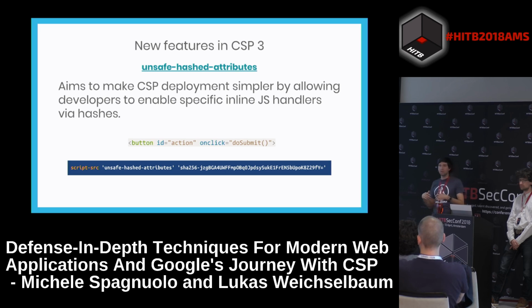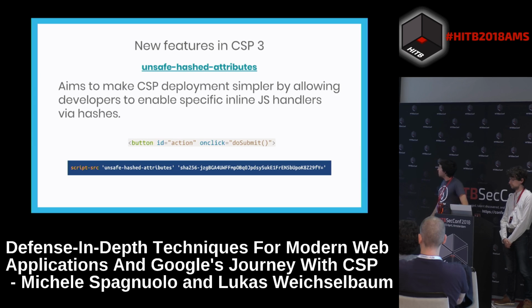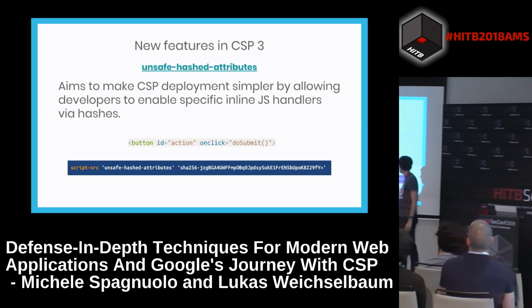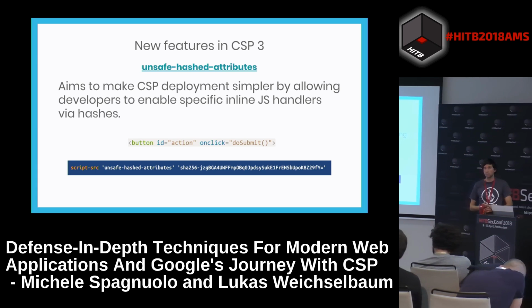The problem is if you have some third-party code that creates elements with inline event handlers, you basically cannot enable CSP because these will break as well. And unsafe-hashed-attributes basically expands the concepts of hashes for CSP to these inline event handlers. So in this case, you basically generate the hash for do submit, and you add it to the policy, and then this one would also be allowed to execute.